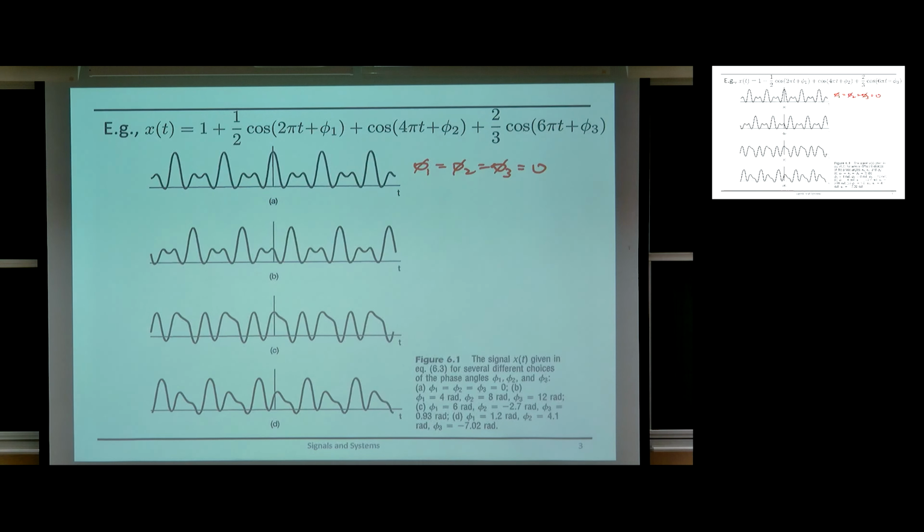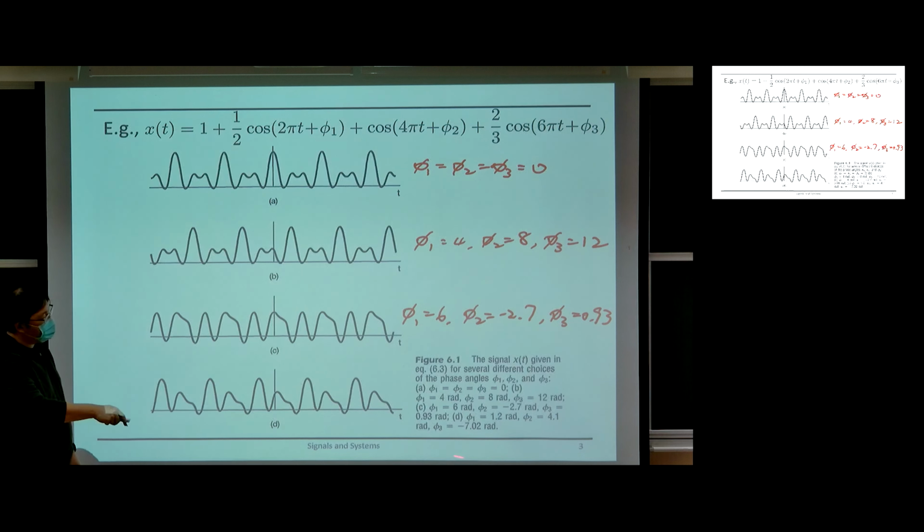In the second figure, you have the case where phi 1 is 4, phi 2 is 8, and phi 3 is 12. And in the third figure, you have phi 1 equal to 6, phi 2 equal to minus 2.7, phi 3 equal to 0.93. These values are actually given here. I'm just writing it bigger so that you can see.